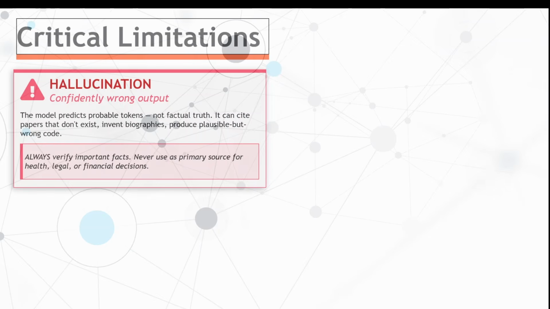So I always recommend you to verify the facts from the AI, especially for health or legal or financial decisions you're making through the LLMs. And even ChatGPT or OpenAI say AI can generate false output, so you cannot completely rely on it. So there should be a human in the loop all the time.